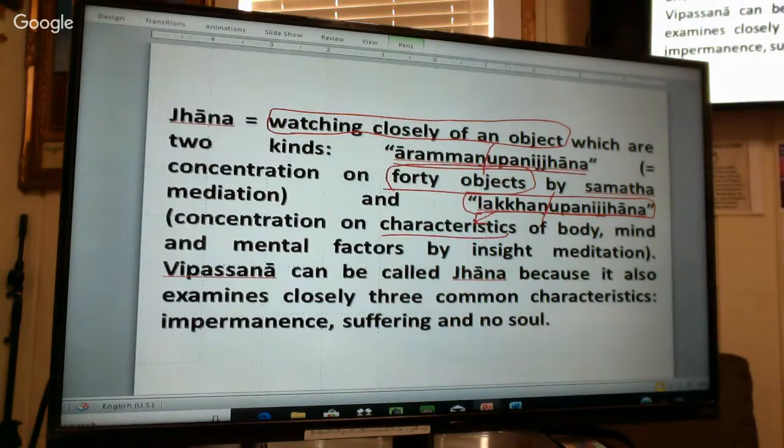Like this, we have a body, we have a mind, we have a manifest. These have characteristics. Our mind's characteristic is knowing the object. Just knowing the object is the characteristic of our mind.